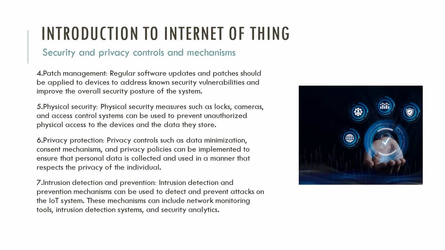7. Intrusion detection and prevention. Intrusion detection and prevention mechanisms can be used to detect and prevent attacks on the IoT system. These mechanisms can include network monitoring tools, intrusion detection systems, and security analytics.